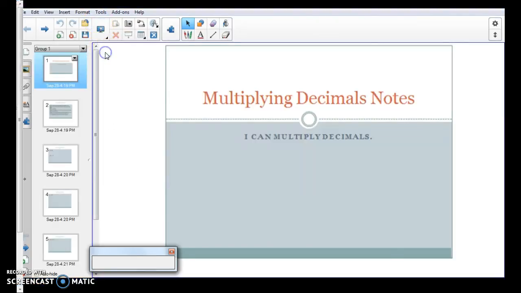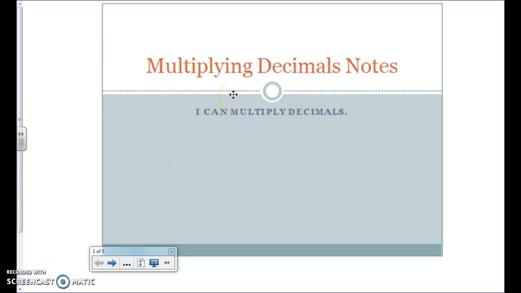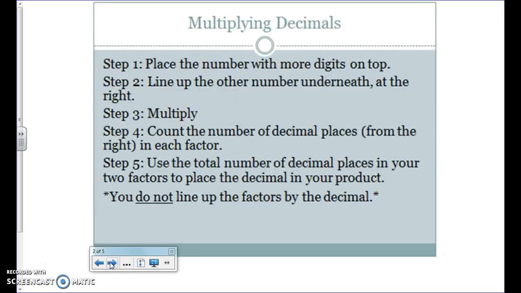Alright, this is Mr. Gillum, and today we're going to learn about how to multiply decimals. Also maybe a little bit of review for some of us, but a much needed review because to this point we have not been using our calculators yet. Brushing up on our basic skills. So by the end of this, hopefully you know how to multiply decimals.